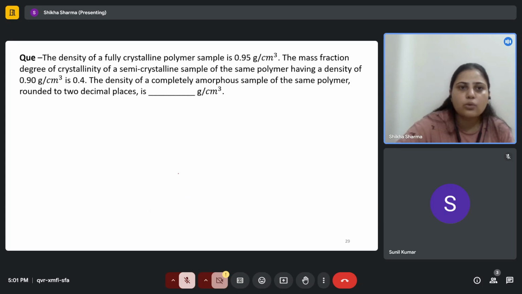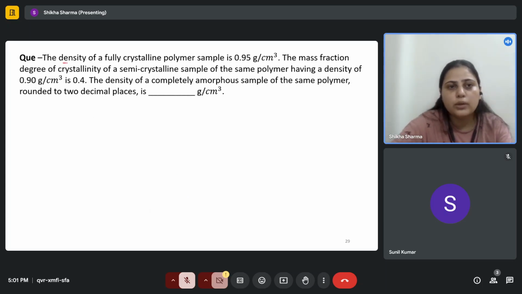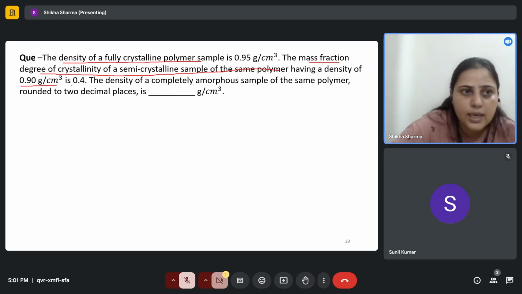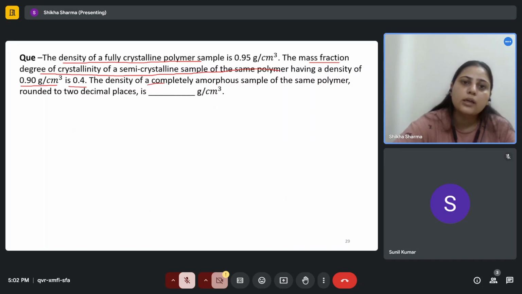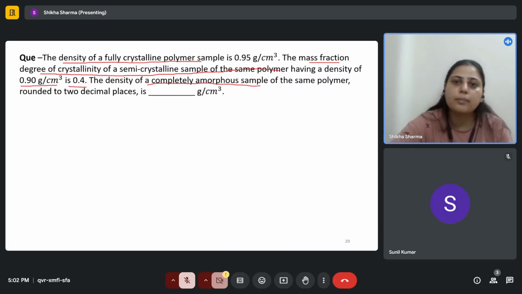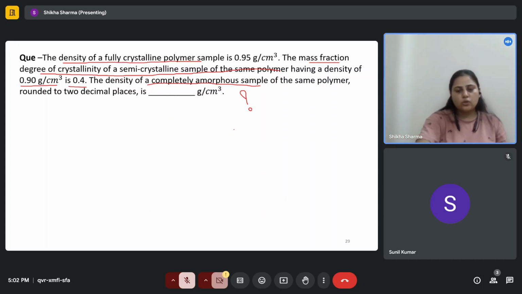So this is the question of degree of crystallinity, right? So the density of the fully crystalline polymer is given. The mass fraction degree of crystallinity of the semi-crystalline sample of the same polymer having this density is given. So we have the semi-crystalline sample density as 0.9 gram per centimeter cube and its mass fraction as 0.4. Now we need to calculate the density for the completely amorphous sample of the same polymer. So let's solve this question.